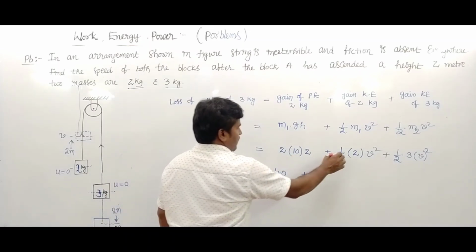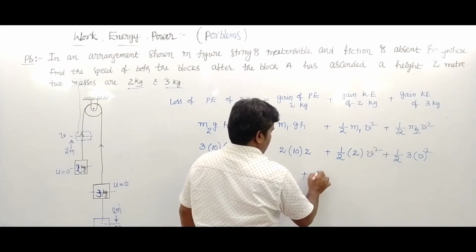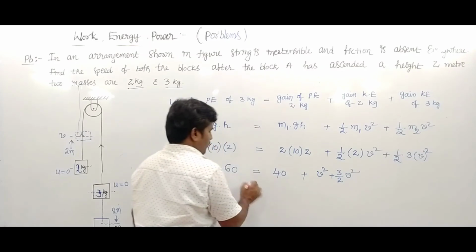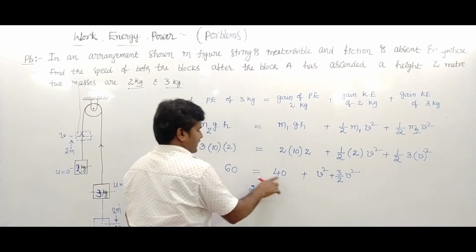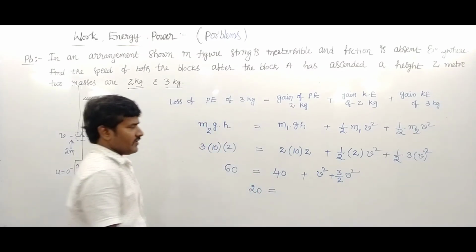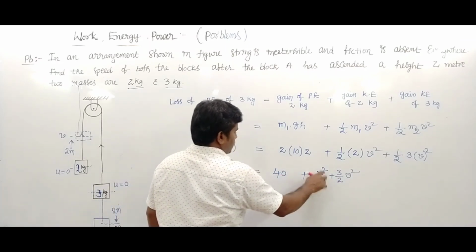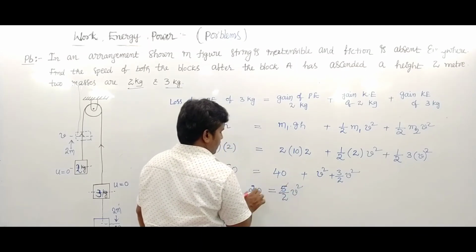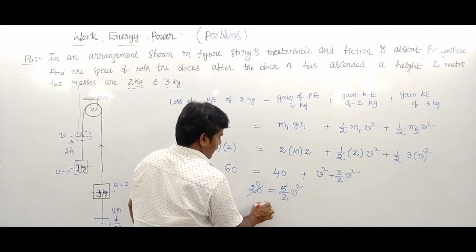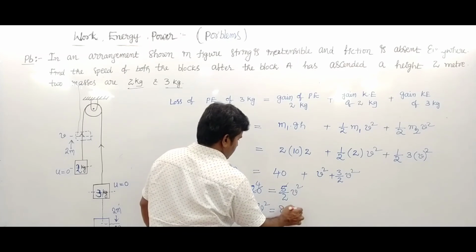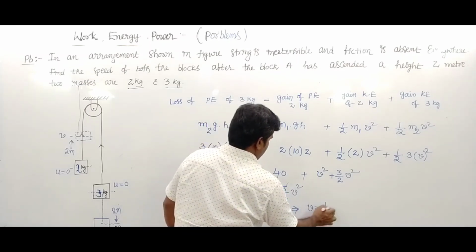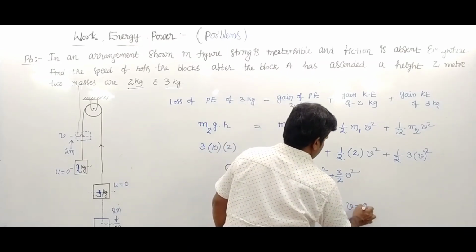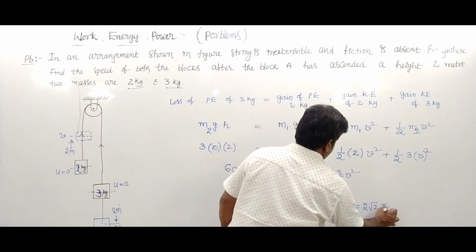So it is v square plus 3 by 2 v square. Its value 20 equals 60 minus 40, that is 20. So 20 equals total 5 upon 2 v square, so v square is equal to 8. So v equals under root 8, its value becomes 2 root 2. The speed is 2 root 2 meter per second.